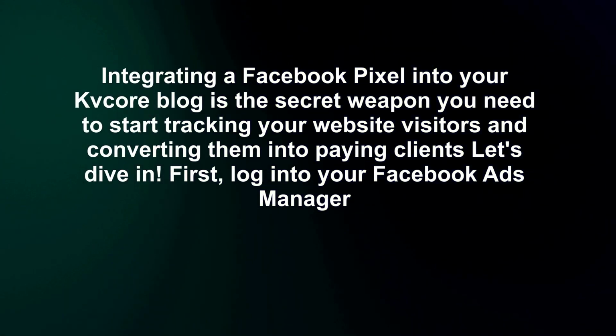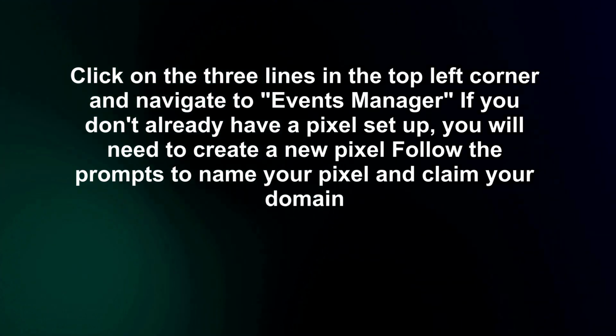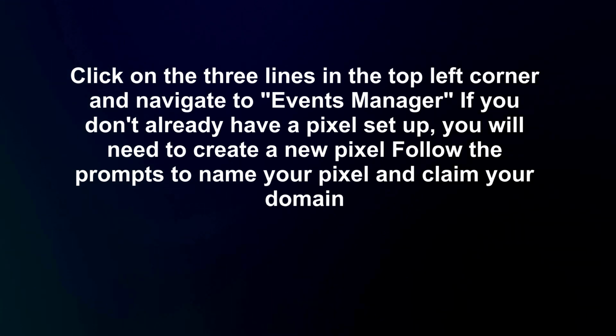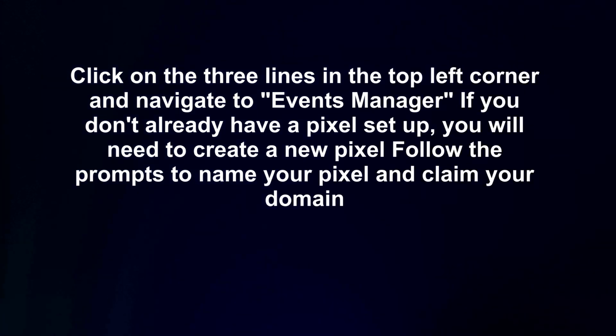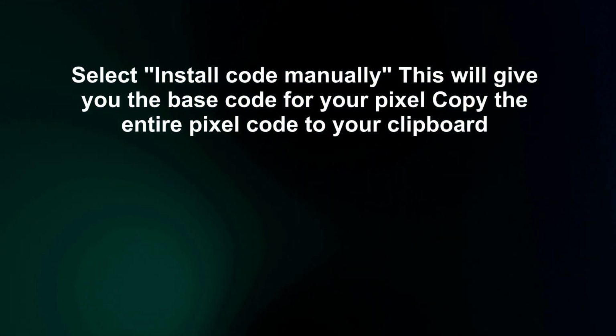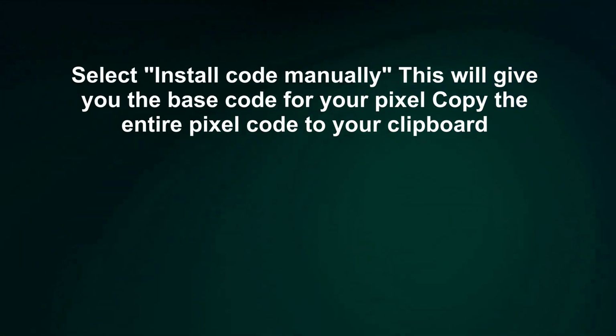Let's dive in. First, log into your Facebook Ads Manager. Click on the three lines in the top left corner and navigate to Events Manager. If you don't already have a pixel set up, you will need to create a new pixel. Follow the prompts to name your pixel and claim your domain. Select Install Code manually. This will give you the base code for your pixel. Copy the entire pixel code to your clipboard.